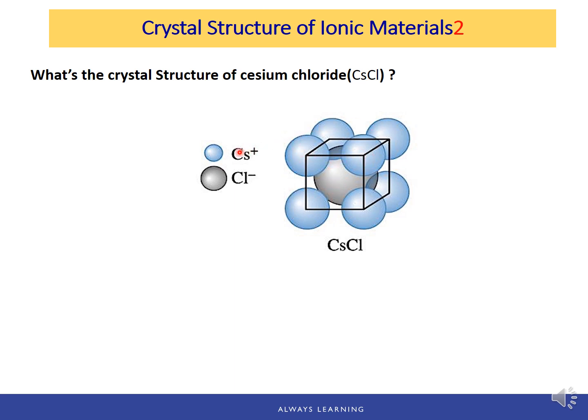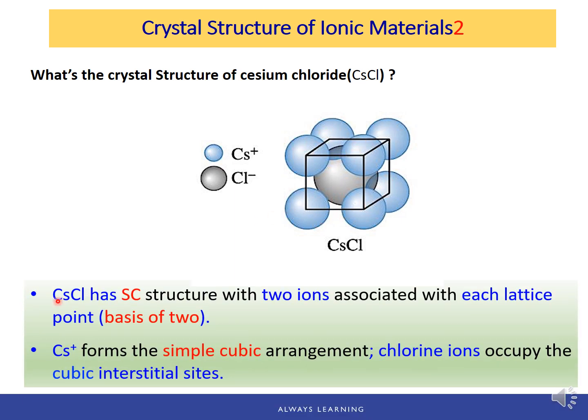Or we can just use one type of ion, the cesium ion, and this cesium ion forms a simple cubic. Then we put this chlorine ion at the body center, or into the voids, the interstitial site of the cesium ions. So in fact, cesium chloride has a simple cubic structure, with two ions associated with each lattice point, so we say this is a basis of 2. The cation forms the simple cube, with the anion occupying the cubic interstitial site, or the center of the cube.